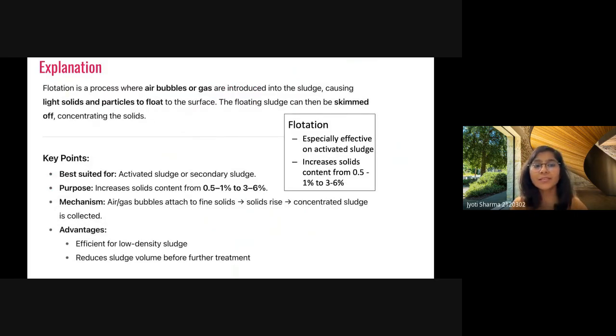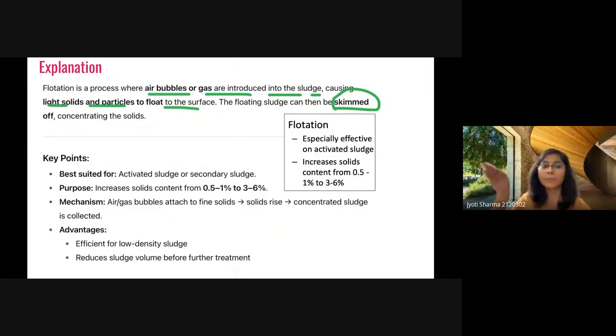So this is the process where air bubbles or gases are introduced into the sludge, which will cause light solid particles to float to the surface. And that's how we can do the skimming. We can remove it from the top. Okay, and that is how we can concentrate that solid part.